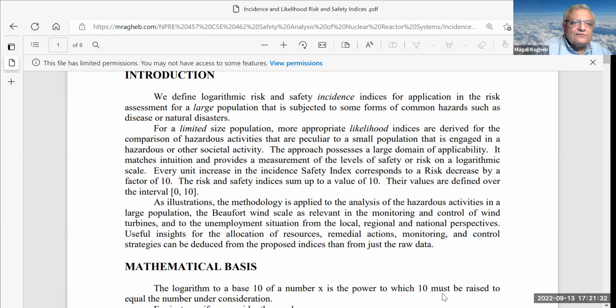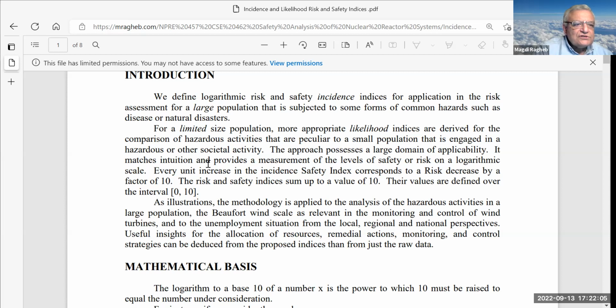So in that case, we are going to use more appropriate likelihood indices, which are derived for the comparison of hazardous activities that are peculiar to a small group of people that are engaged in a hazardous activity, or they are subjected to some form of a hazard, like say, chemicals produced in a chemical plant or radiation in a nuclear power environment. The approach has a large domain of applicability, as we'll see in the examples.